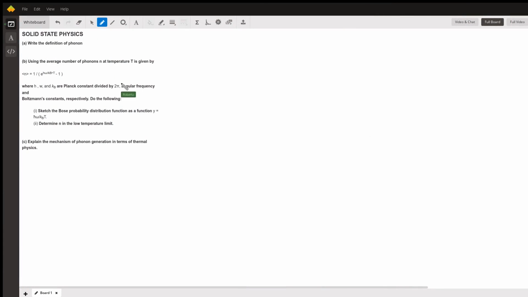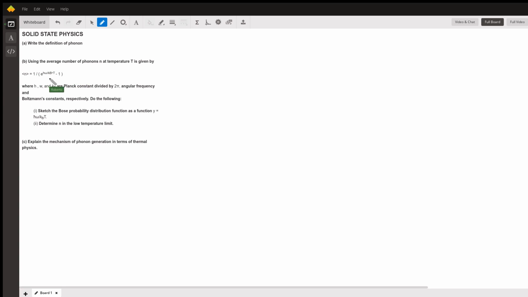So I'm here to explain this question about phonons. The definition of a phonon is simply a quasi-particle that represents vibrations of a crystal lattice, and these are measured in units of h bar omega. You can think of it as a particle of sound. When the crystal gets excited, you get one particle carrying h bar omega energy away in the lattice.